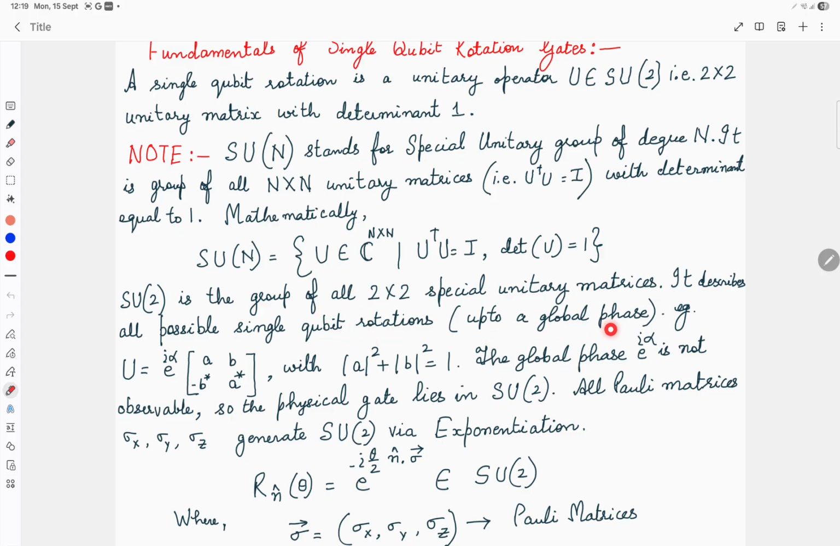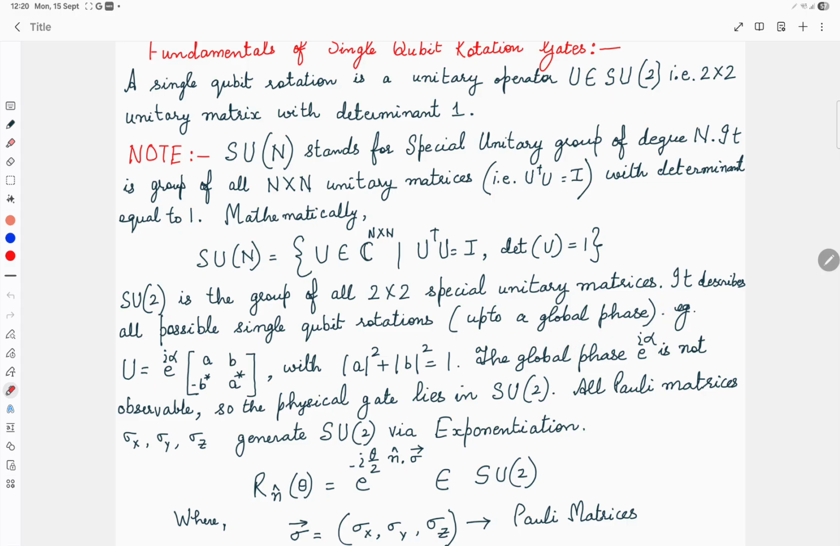Now up to a global phase, because in quantum computing we are more concerned about the relative phase rather than the global phase. So up to the phase which has not reached the global phase, that phase is important and must be considered. But once the global phase comes into picture, for the observable, this global phase becomes ineffective basically.